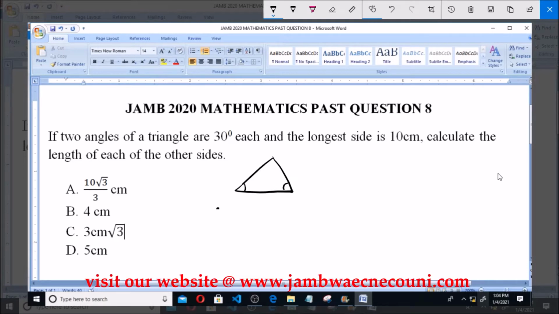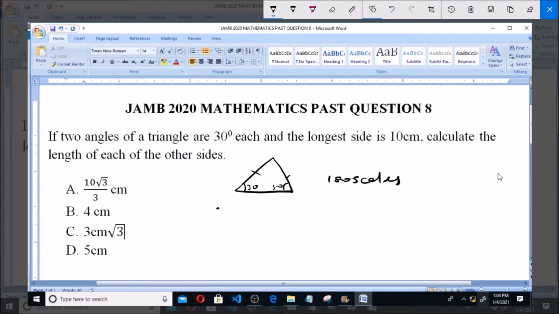Let's assume these are the two angles. Here is 30 and here is 30. This is simply an isosceles triangle, whereby the two base angles are equal. Now, if here is 30 and here is 30, here will be what? 120, because the sum of angles in a triangle is 180 degrees.